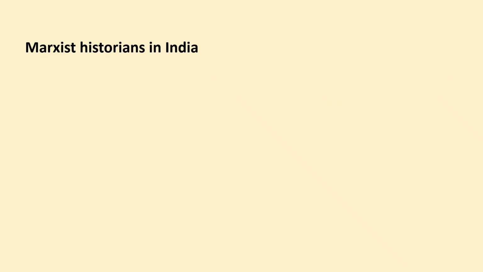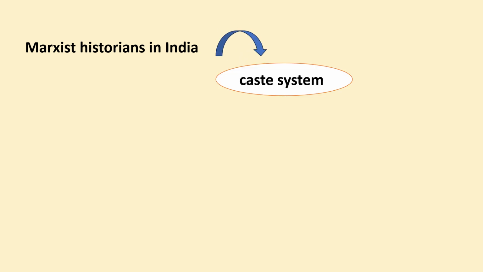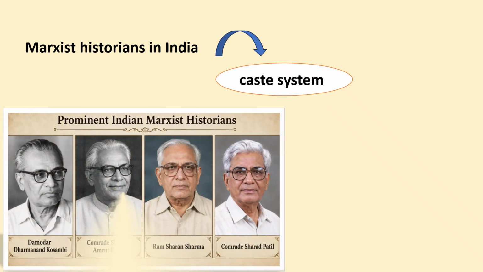The Marxist historians in India studied the transition within the caste system. Among the notable Indian historians who adopted Marxist ideological frameworks, scholars like Damodar Dharmanand Kosambi, Comrade Shripad Amrut Dange, Ram Sharan Sharma, Comrade Sharad Patil have contributed notably.